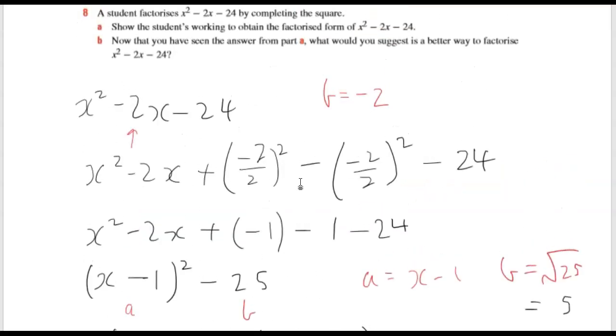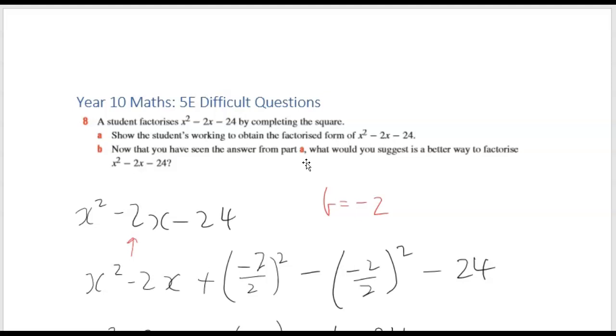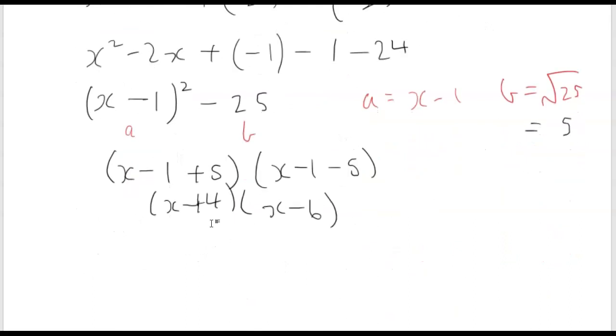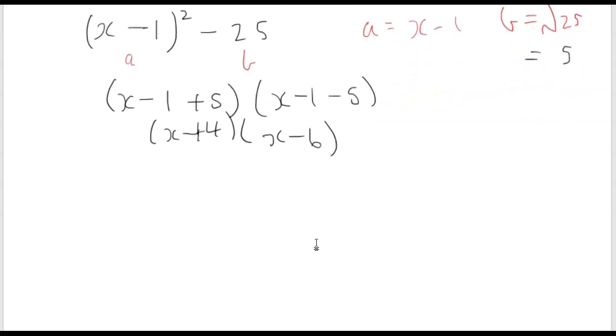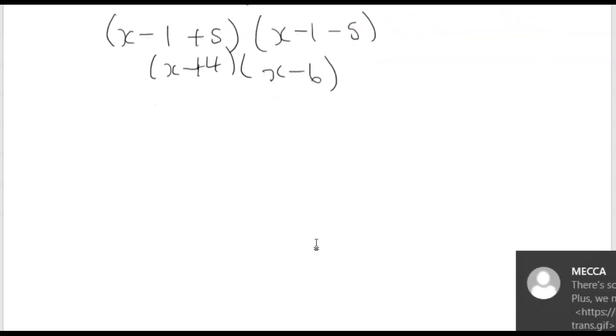And then x minus 6. Now the second part of the question asks, now that you've seen the answer, what would you suggest is a better way to factorize this expression? So you can factorize it by completing the square, but you can also easily just find 2 numbers that multiply to give -24 and add to give -2, and there's our numbers, 4 and -6. So you can complete the square, but remember that in maths, most of the time, there's more than one way to do things. So you could have factorized it the other way.